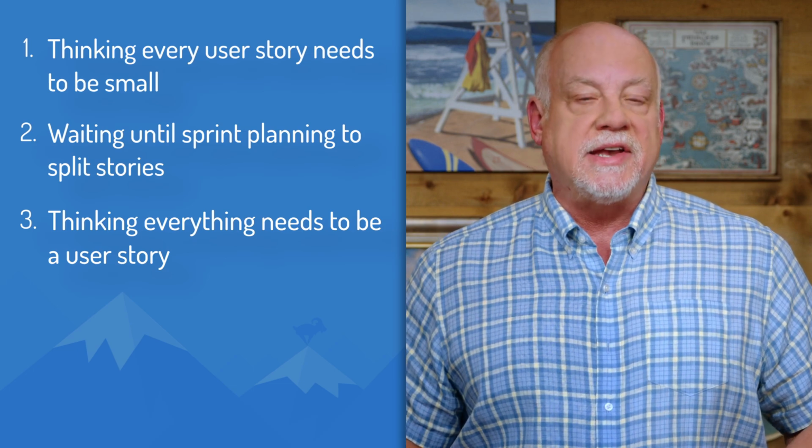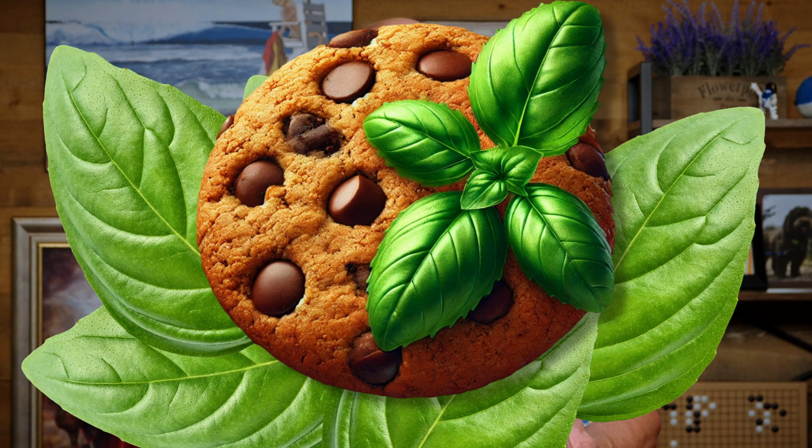Let's look at a third big mistake teams make with user stories, thinking that everything on your product backlog needs to be a user story. I get it, user stories can be really helpful, but you don't want to use stories the way I cook with basil. I put basil on everything. Yep, even chocolate chip cookies. I put a link to a recipe in the description.